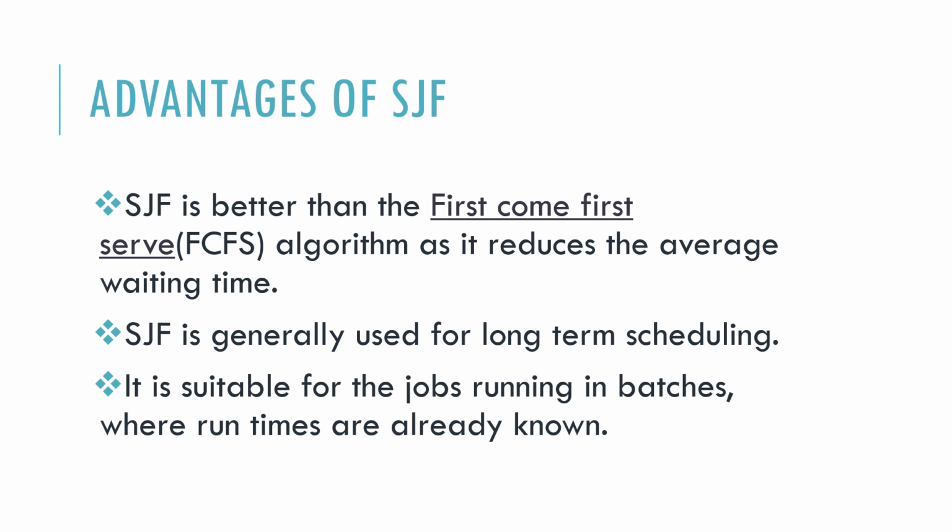Before knowing the advantages of SJF, let's figure out the disadvantages in the first come first serve scheduling algorithm, simply known as FCFS. FCFS doesn't consider the burst times or the length of the process, which can lead to inefficient utilization of CPU time. Shorter processes might be held up behind longer ones, even if the shorter ones could finish quickly. So, the advantage of SJF is that it reduces the average waiting time. SJF is generally used for long-term scheduling. It is suitable for jobs running in batches where the runtimes are already known to us.